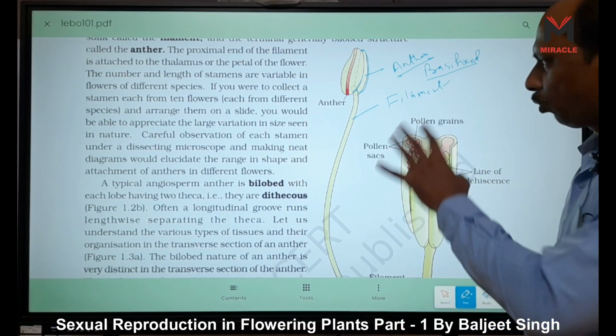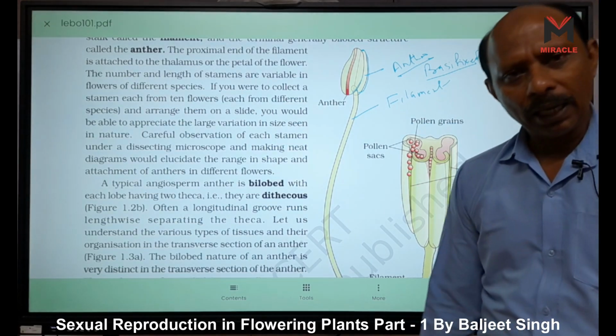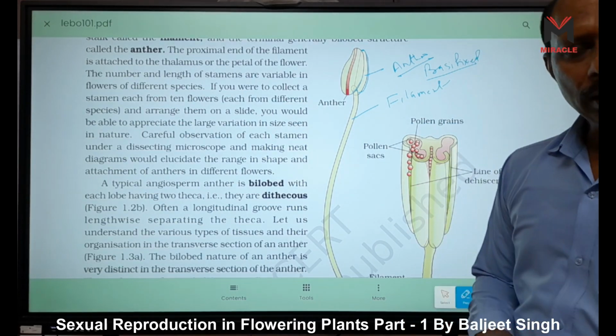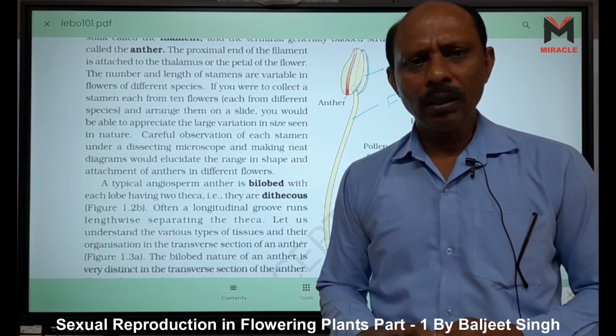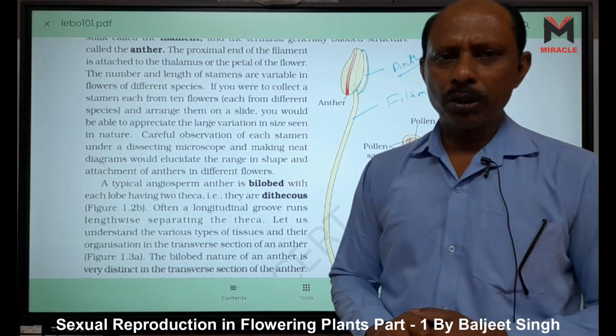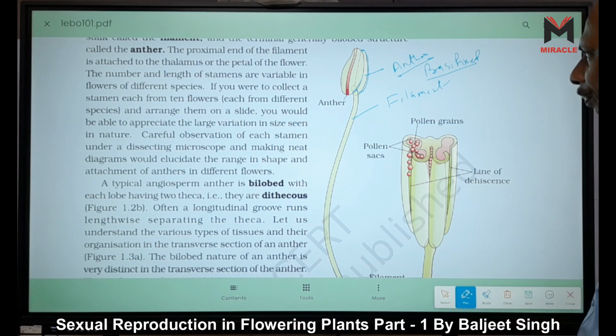Each lobe consists of two theca, which means it is dithecous. And each theca consists of two sporangia, so how many sporangia are there? Four sporangia are there. So it is called tetrasporangiate, right?